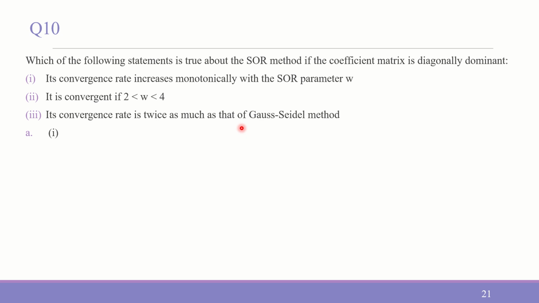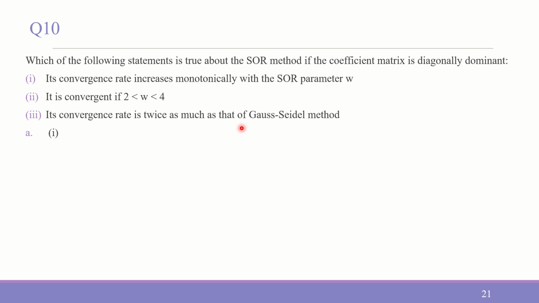If that were so, we could give the maximum value of W and get the converged rate easily. But are we able to do that? We are not able to do that. So the first statement is false. Its convergence rate increases monotonically with the SOR parameter W: it is false. Rather, we are not able to get a proper relation between those two.